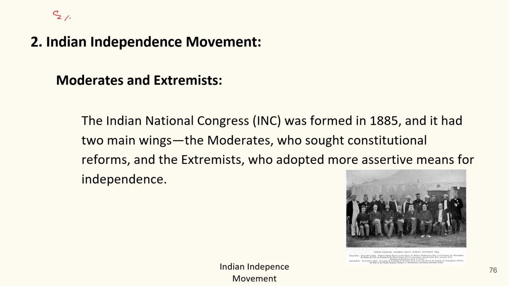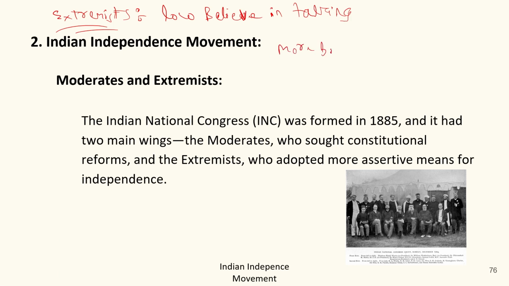First, who was an extremist? One who had low belief in talking, more belief in extreme actions. Got it? So they were basically the persons who believed that we should take extreme action rather than just talking with the Britishers, because the Britishers would not respect our ideas, would not respect our feelings. They would only respect the actions which we would take. Got it? So these were the extremists.